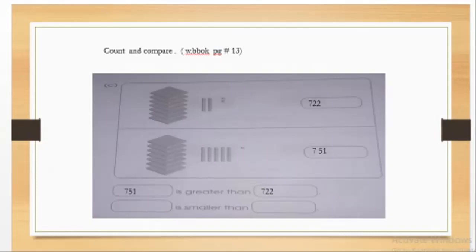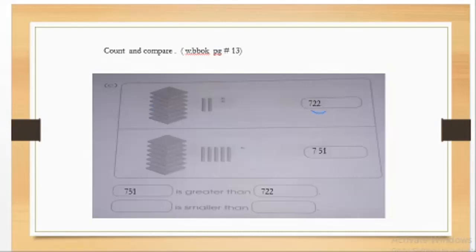How many tens in it? 1 ten, 2 tens. I mention the number 2 over here, and let's read the ones. 1, 2. I mention the 2 over here. So the total number that we found in this group is 722. Yes. Now let's read and count the next block.